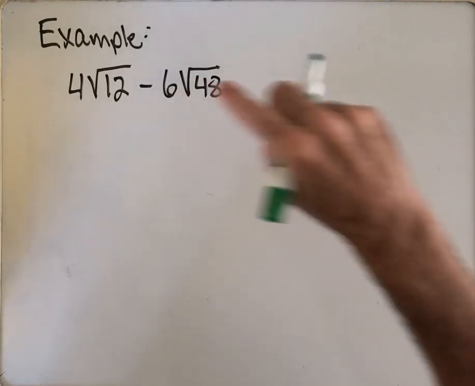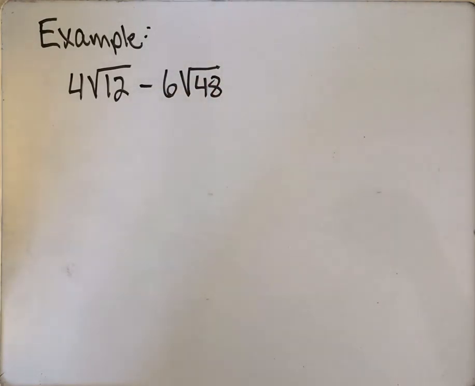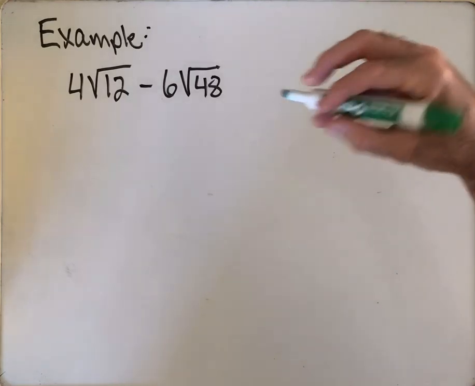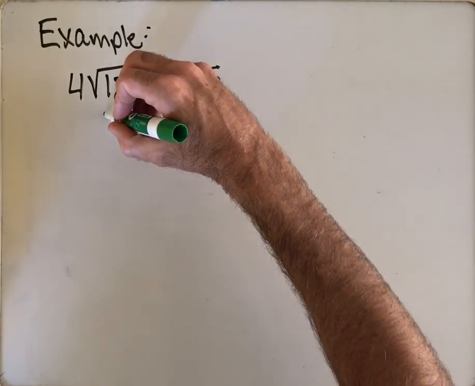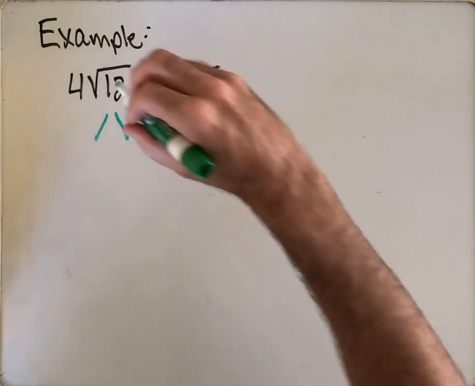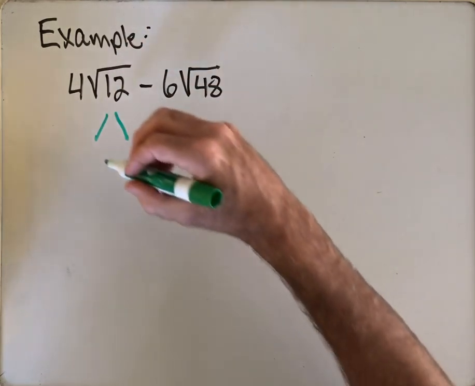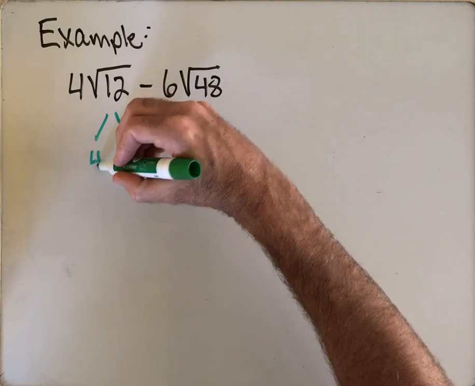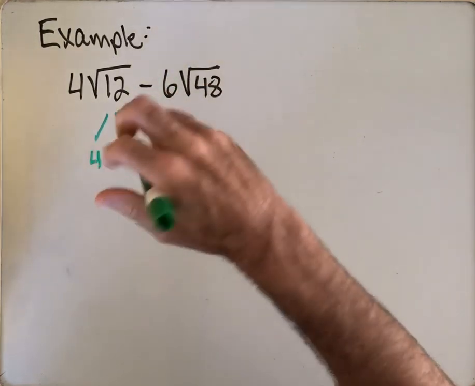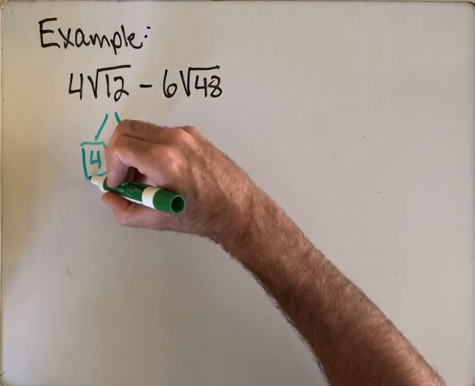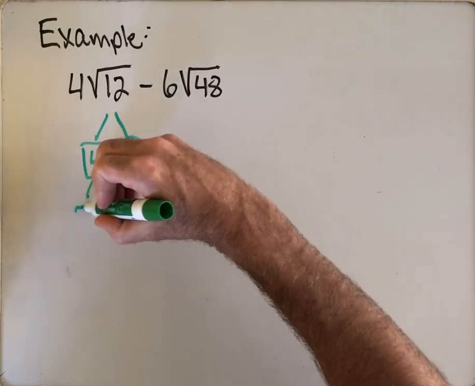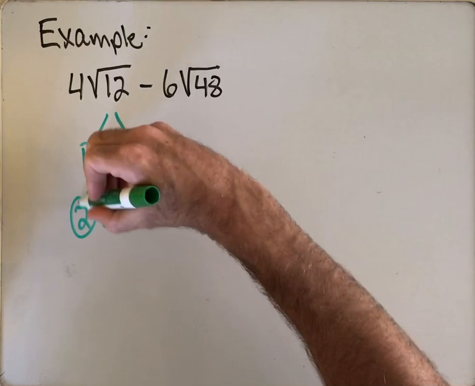So we're going to take these separately and we're going to simplify them. So let's take 4 root 12 first. Let's make a factor tree here. Well, we know it could be 6 times 2, but let's use 4 times 3, because we know that 4 is a perfect square. 3 is a prime, so we're kind of done there. So we know that we got a perfect square, so that's just going to be 2 and 2.